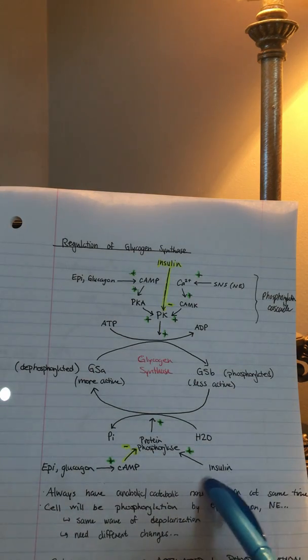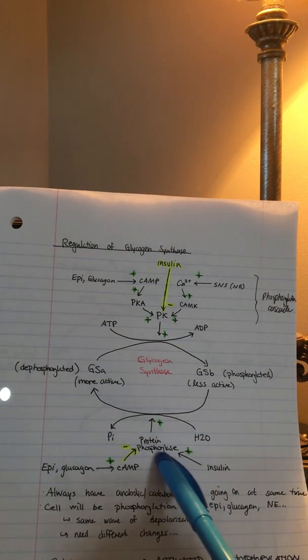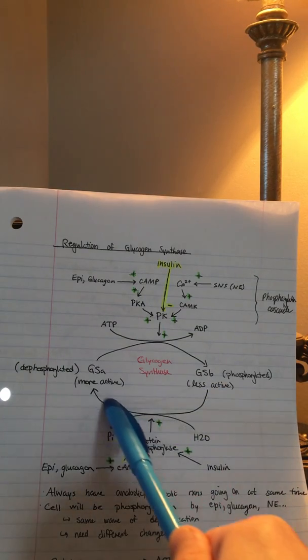On the other side, insulin is going to promote, through protein phosphorylase, this reaction that drives the more active glycogen synthase. So it's going to work, again, just like exercise hormones on both sides to have a compounding effect.